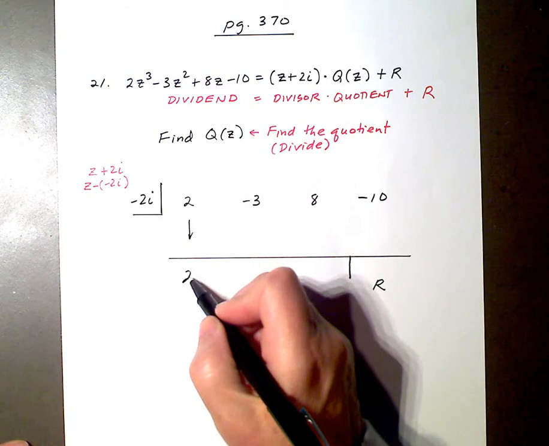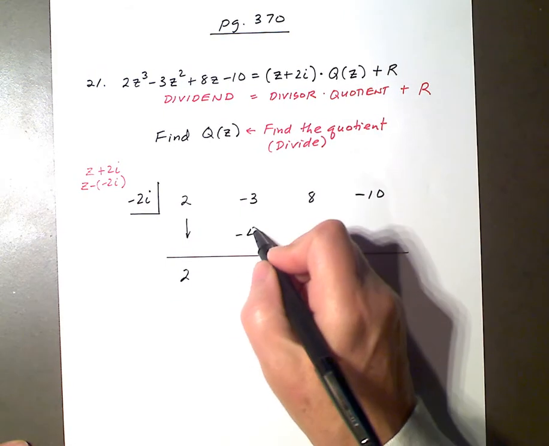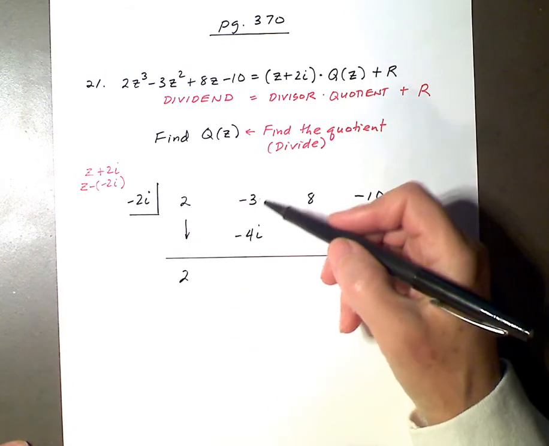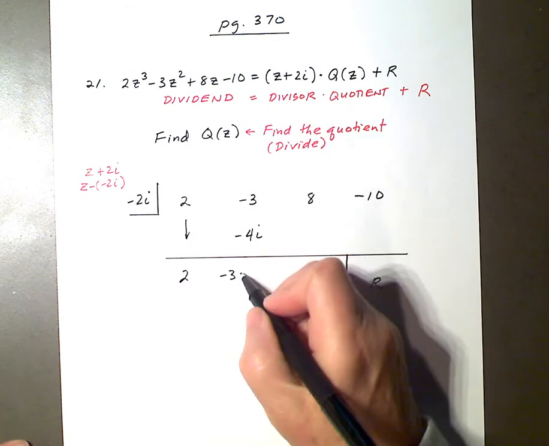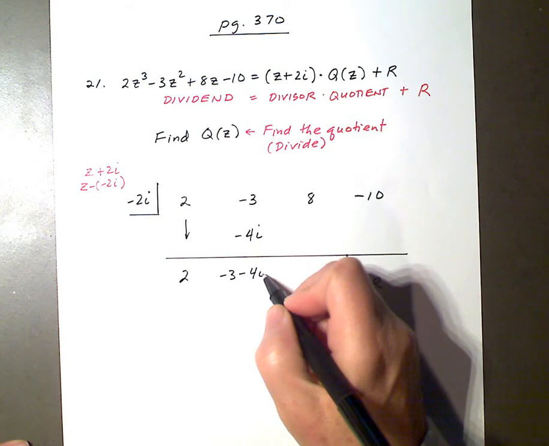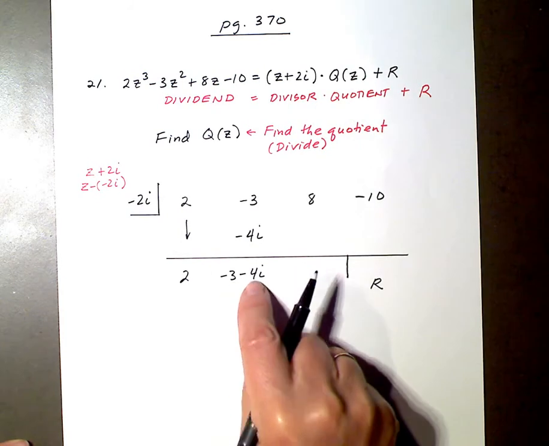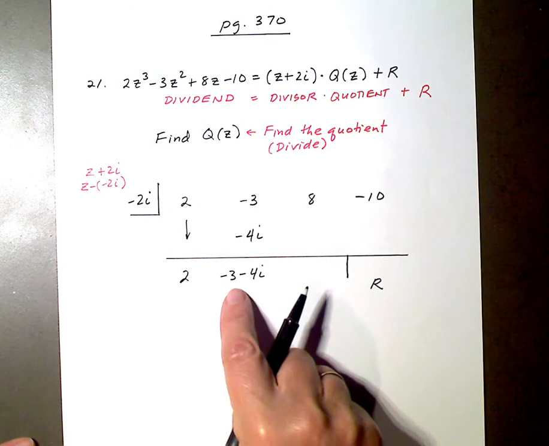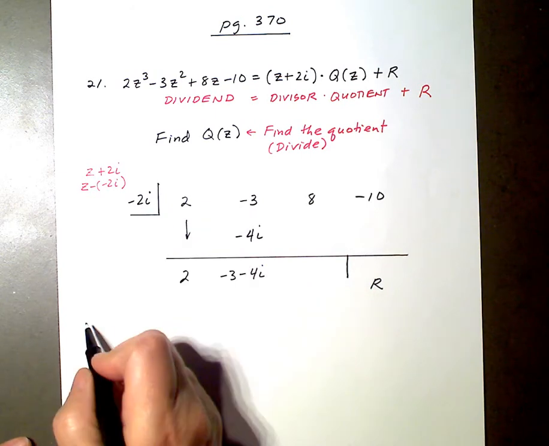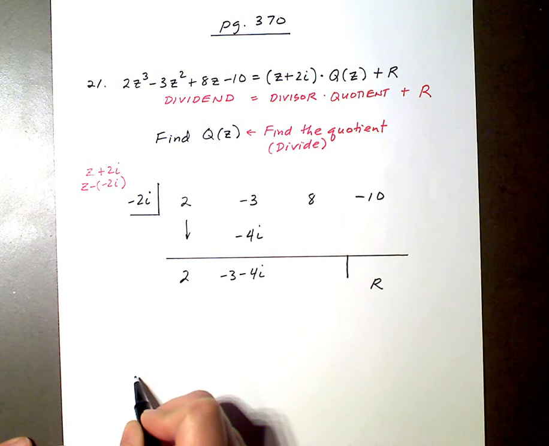2 times negative 2i is negative 4i, and I'm combining a negative 3 and a negative 4i is the complex number negative 3 minus 4i. The real part's the negative 3, the imaginary part's the negative 4. So now I'm going to multiply negative 3 minus 4i by negative 2i, and I'm going to be really careful. I'm going to do that out here on the side.